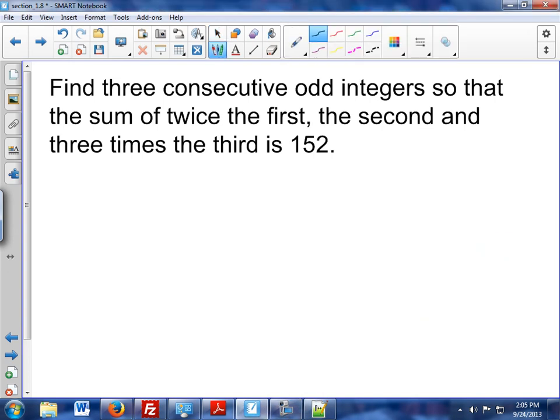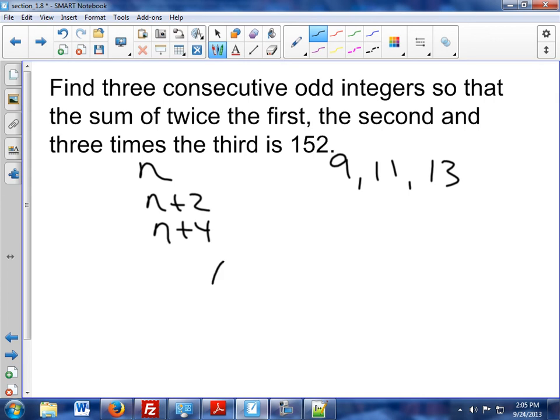Okay, this is a 2-step problem. The first step, you should be no problem here. Here's n. It's going to be n plus 2 and n plus 4. That does not change. 9, 11, 13. That's 3 consecutive odd integers. Okay, so what I would recommend is using the parentheses and putting this down because I want the sum. And here's why my parentheses come in very handy.